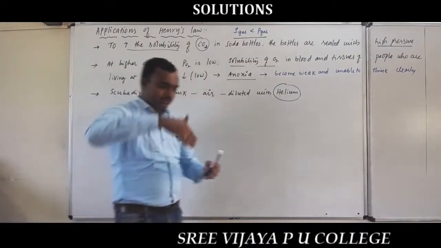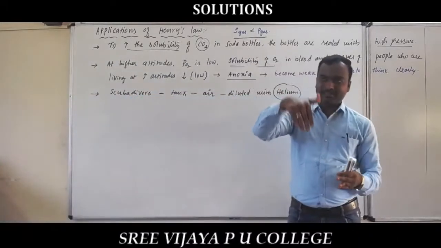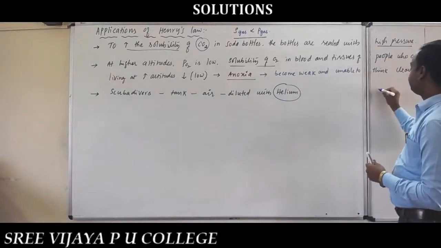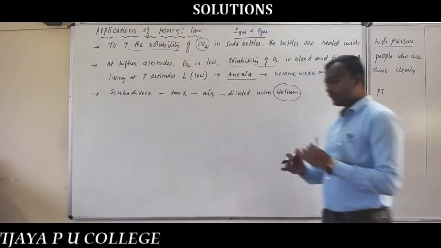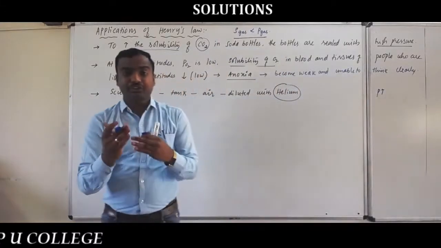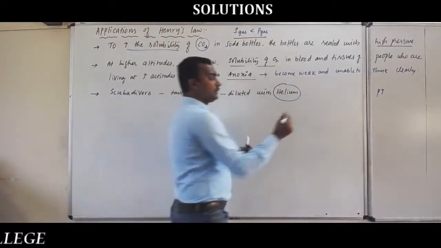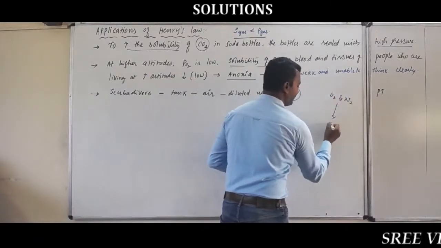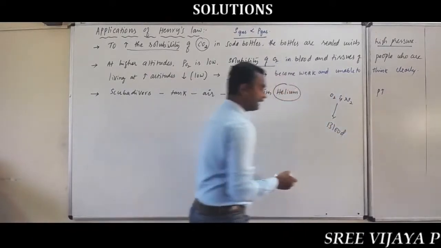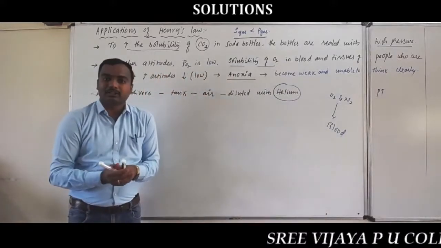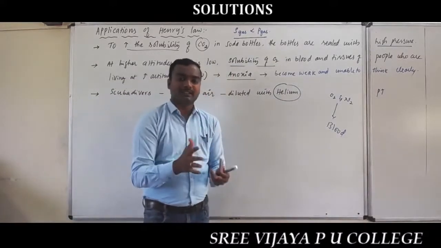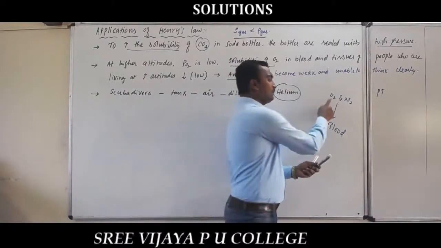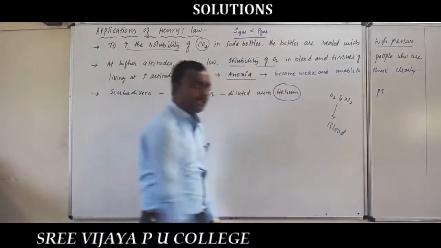So when scuba divers go to the deep sea, the pressure is very high. As the pressure increases, what happens? More amount of the oxygen and nitrogen is dissolved in the blood, because the pressure of the gas is very high in the deep sea.